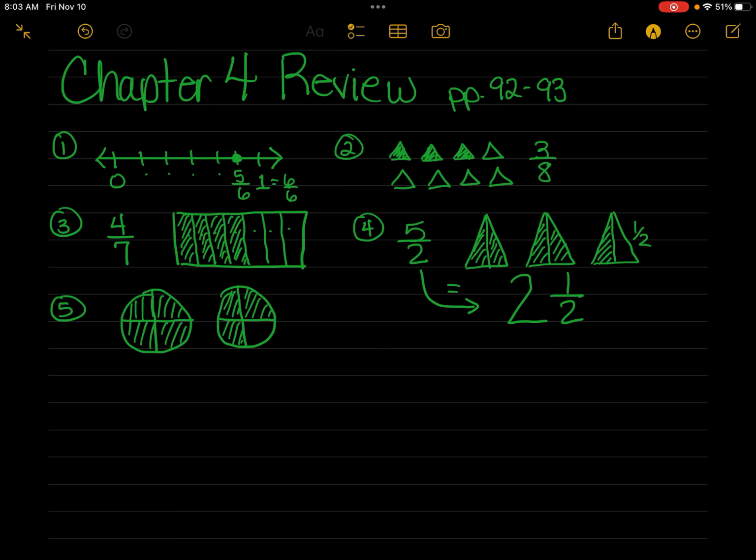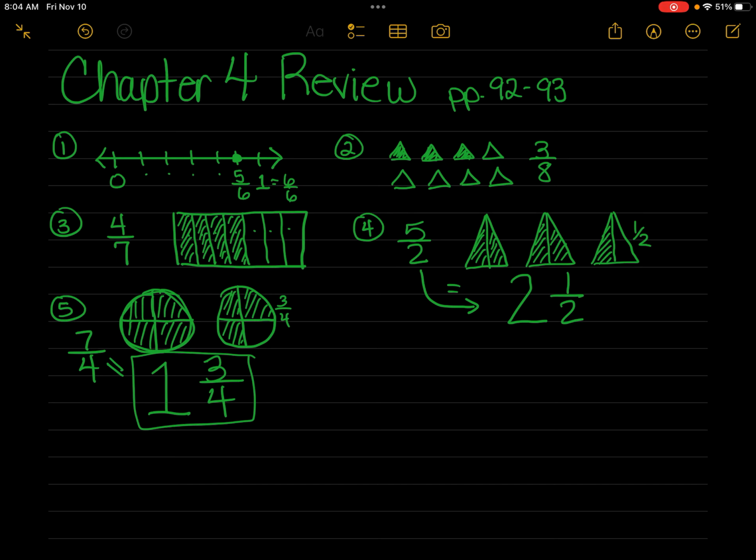Now it wants you to take these 7/4 and change it into a mixed number. So I have 1 whole circle shaded here. So that's 1 whole. And then over here, I have 3 out of 4. So that's 3/4. So this picture is showing 1 3/4. So 7/4 is equal to 1 3/4. And we show that through a picture.